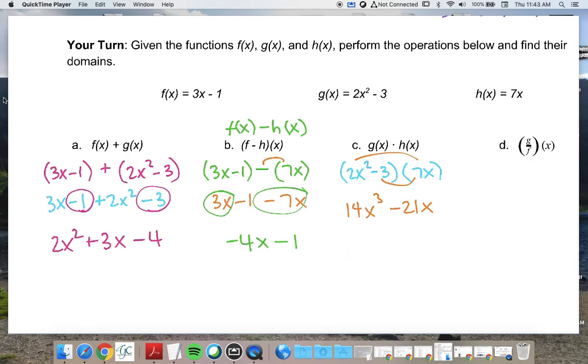These are not like terms. They have different exponents, so that's our final answer. 14x cubed minus 21x.